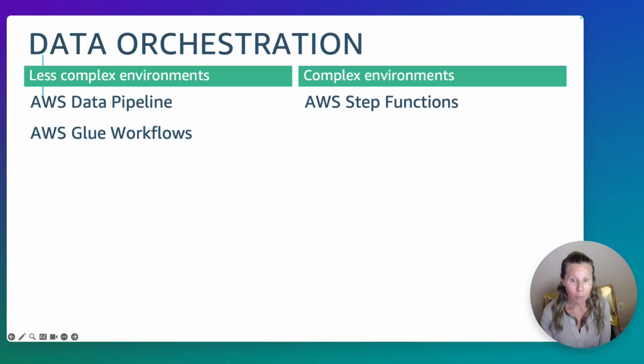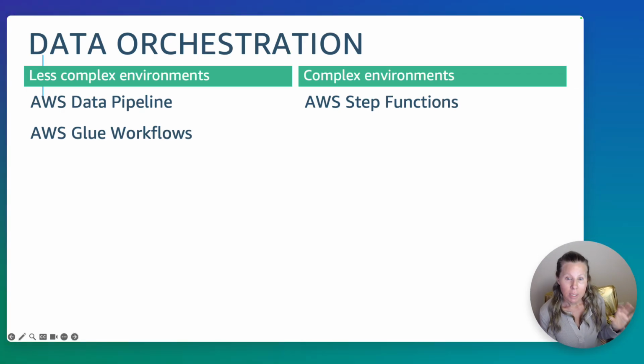For this exam, you will also need to know which orchestration pipeline tool to use. For less complex environments, would you choose AWS Data Pipeline or AWS Step Functions? I would choose AWS Data Pipeline for less complex environments and AWS Step Functions for more complex environments. Let's look more at AWS services for less complex and more complex environments.